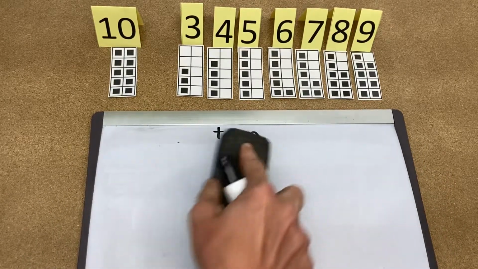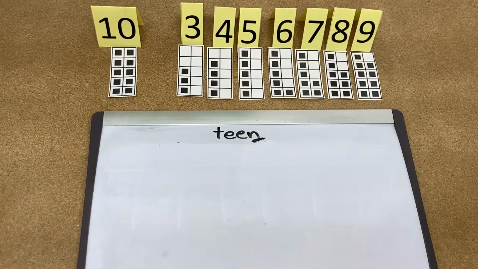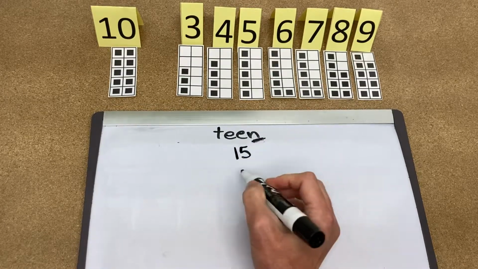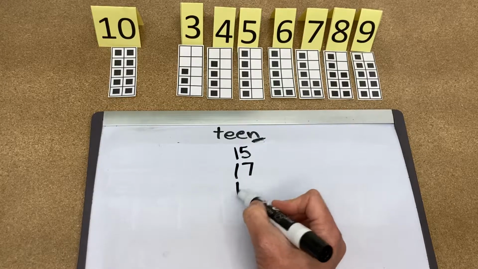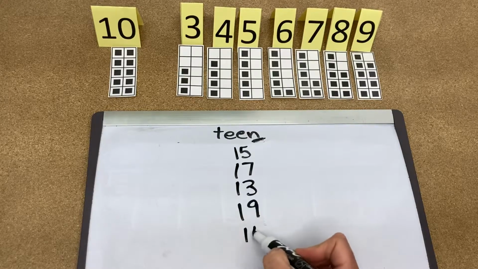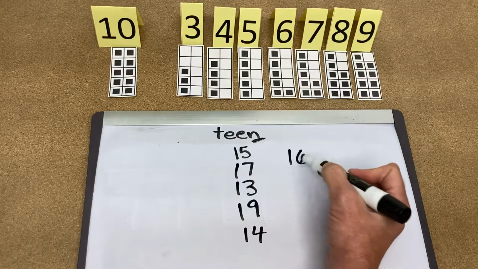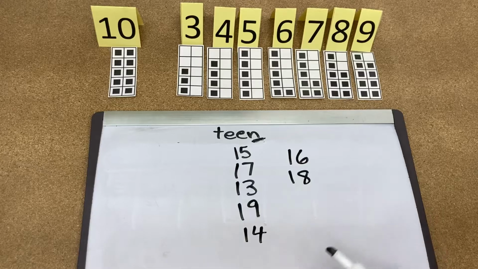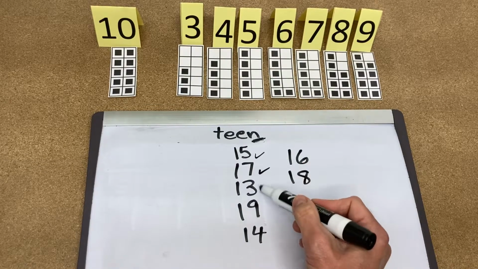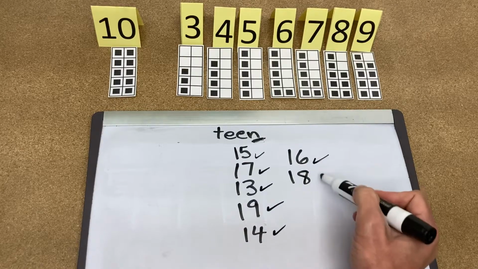we randomly say the numbers in order, writing them in a column. So 15, 17, 13, 19, 14, 16, 18, and then we read them again, 15, 17, 13, 19, 14, 16, 18.